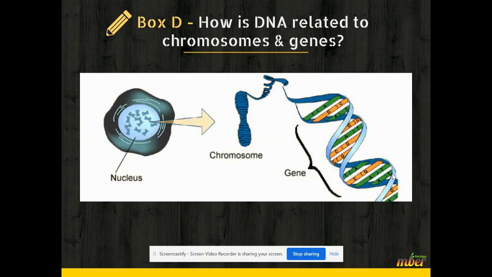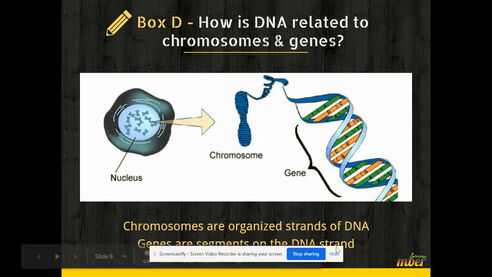I am switching. So box D, how is DNA related to chromosomes and genes? Chromosomes are organized strands of DNA. Genes are segments on the DNA strand. Sorry, I know that's kind of hard to read. Once again, chromosomes are organized strands of DNA, and genes are segments on the DNA strand.